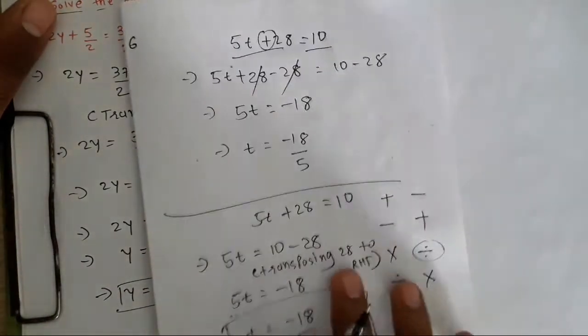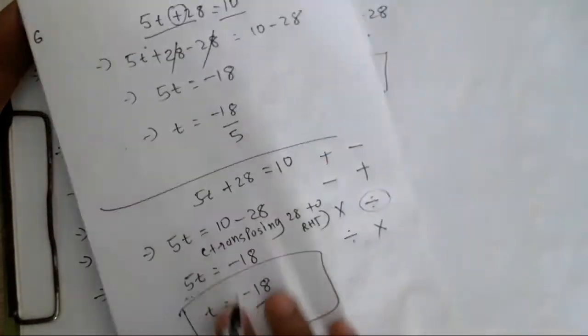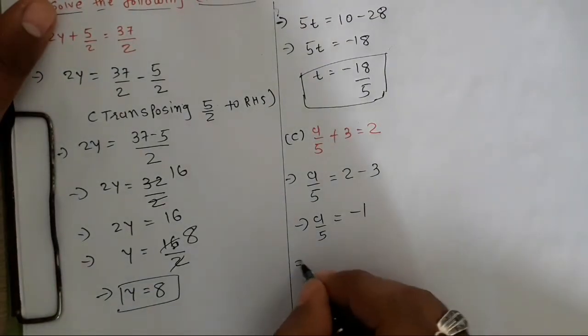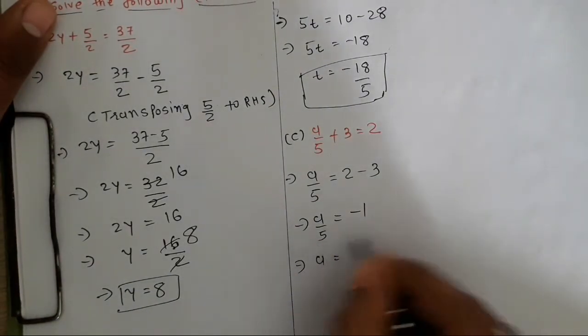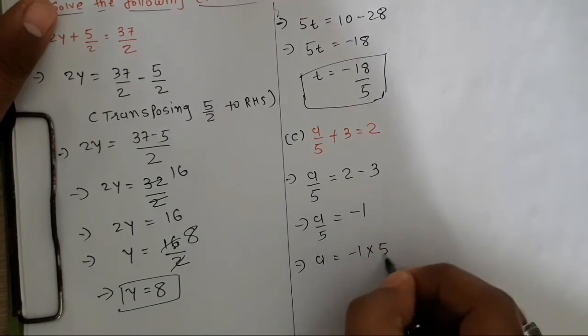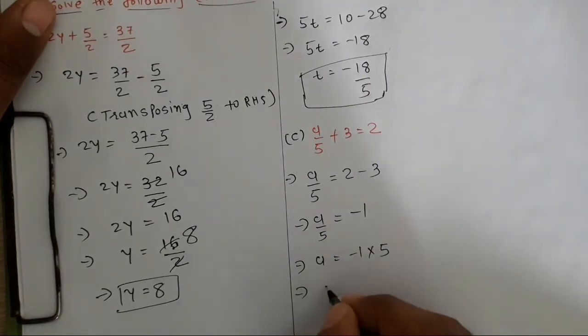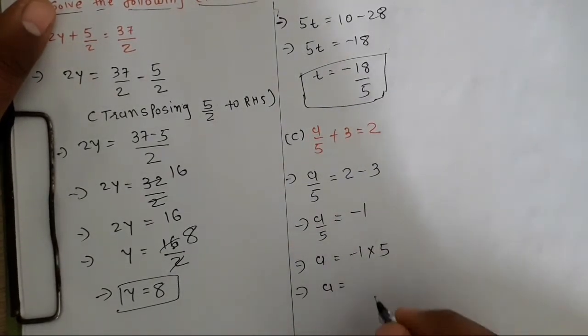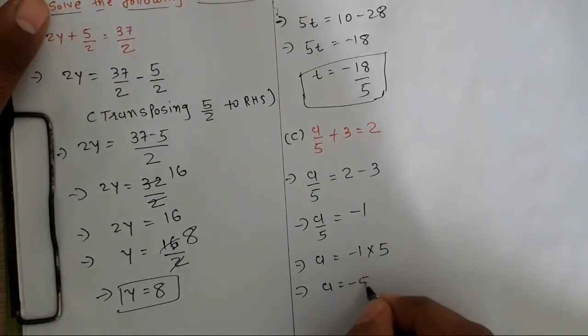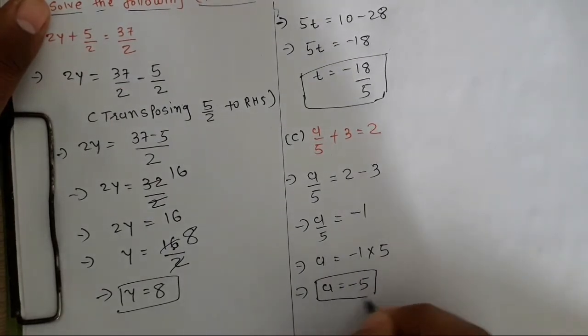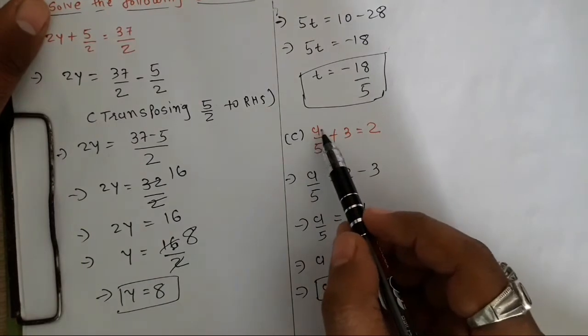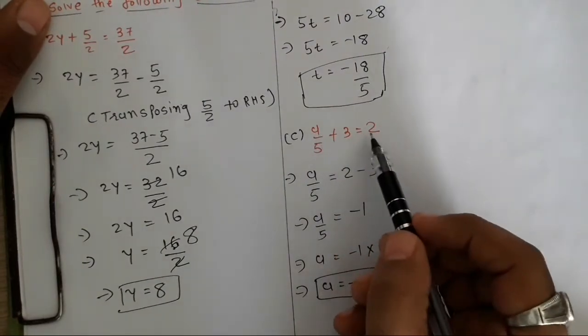Now as we discussed, if any number is in division in LHS, then if I take this number to RHS, it will be in multiplication. So for that, a is equal to minus 1 into 5. So a is equal to minus 1 into 5, we all know, minus 5. So the value of a is minus 5. If I put minus 5 here, then I will get 2.